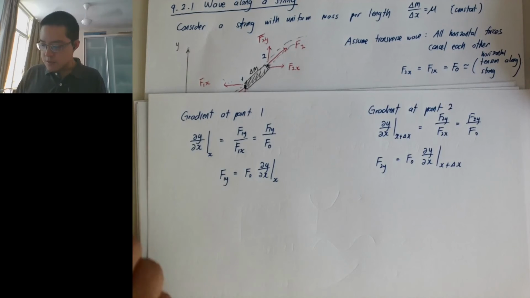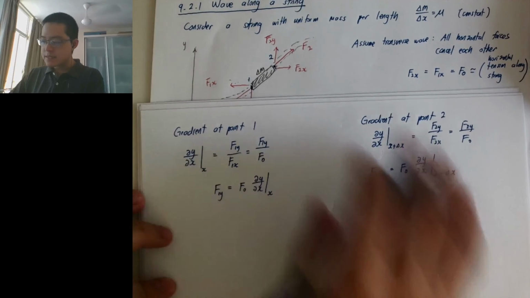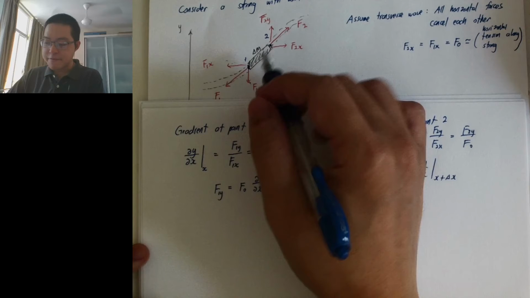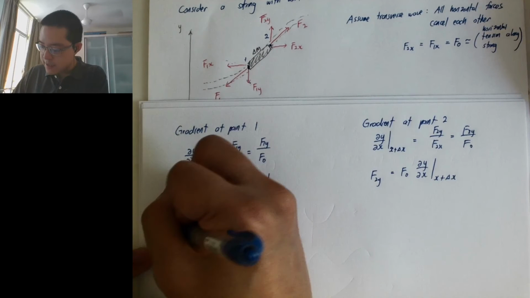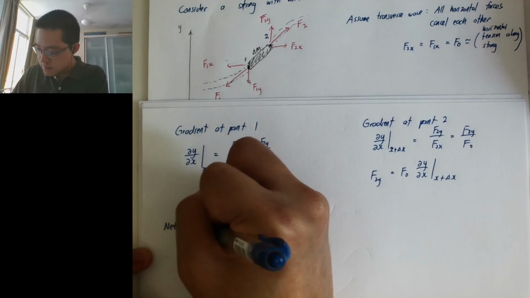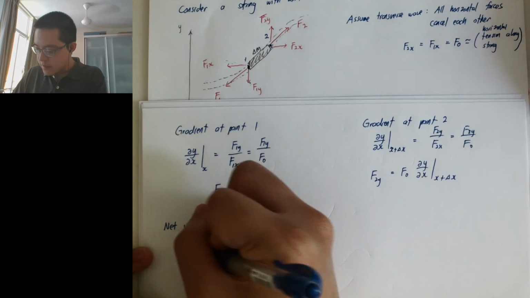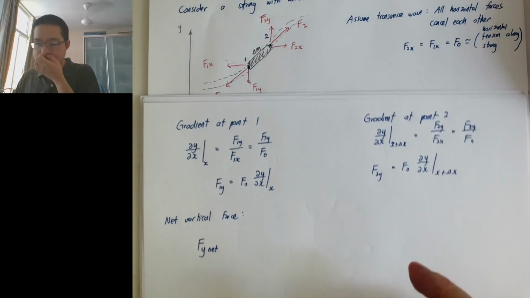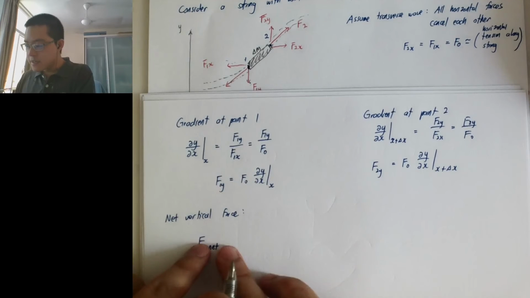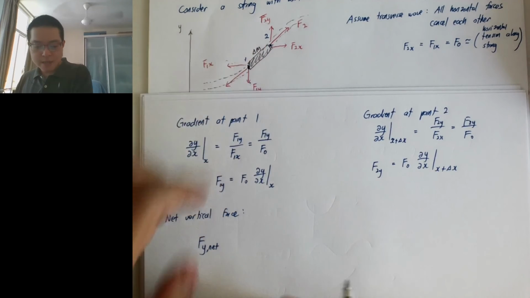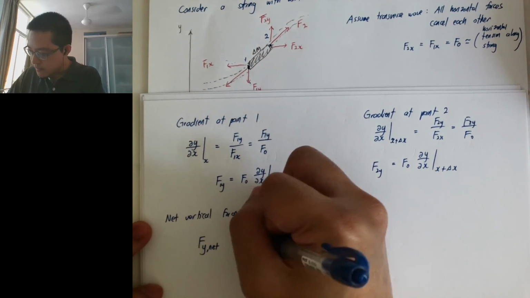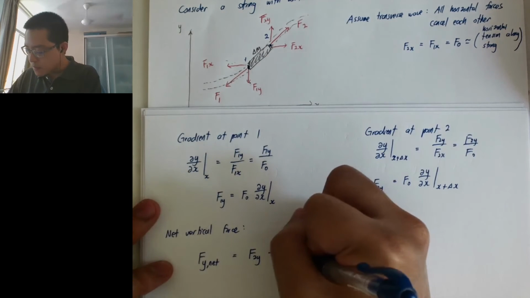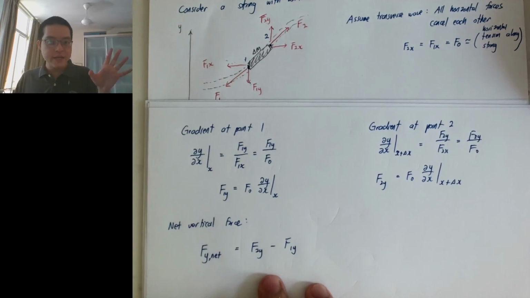Okay, so this is for 2 points, but now I will take the net force on the whole thing itself. So let's take the net vertical force. The net force in the y direction is the upward force minus the downward force, right? So it is F2y minus F1y, since F1y is going down. So this is my net force.